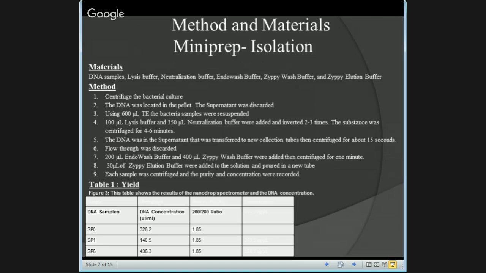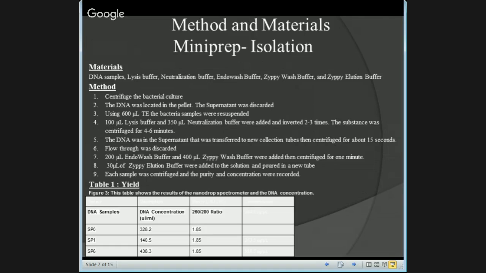So the second experiment, with isolation, consisted of materials that were DNA samples, lysis buffers, neutralization buffers, an endo wash buffer, zippy wash buffer, and zippy elution buffer. The methodology consisted of centrifuging the bacteria culture. The DNA was located in the pellet. The supernatant, all the excess, was discarded.